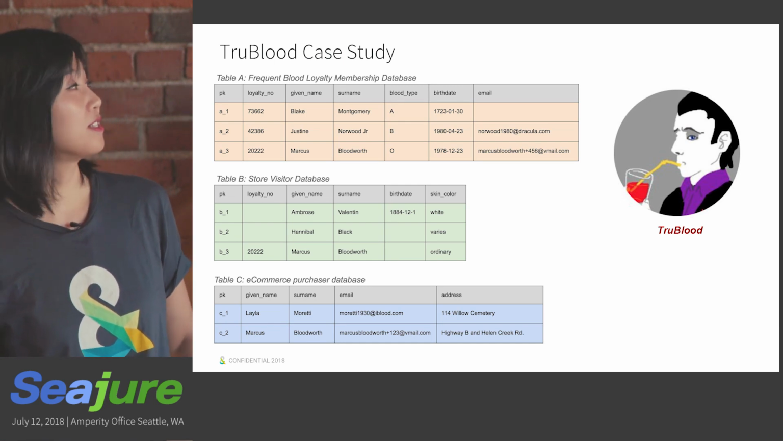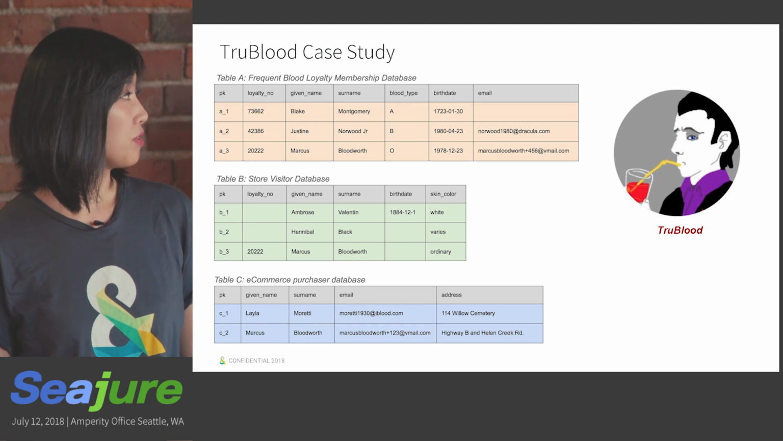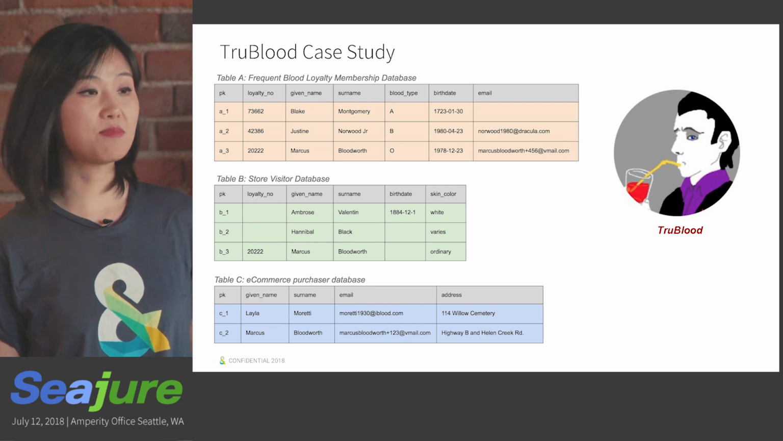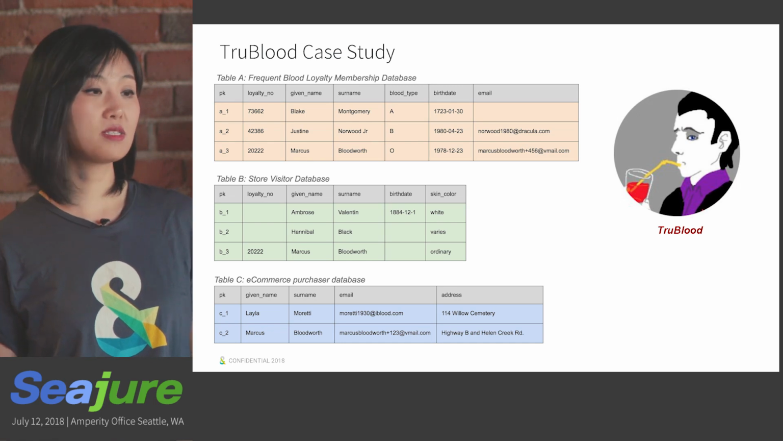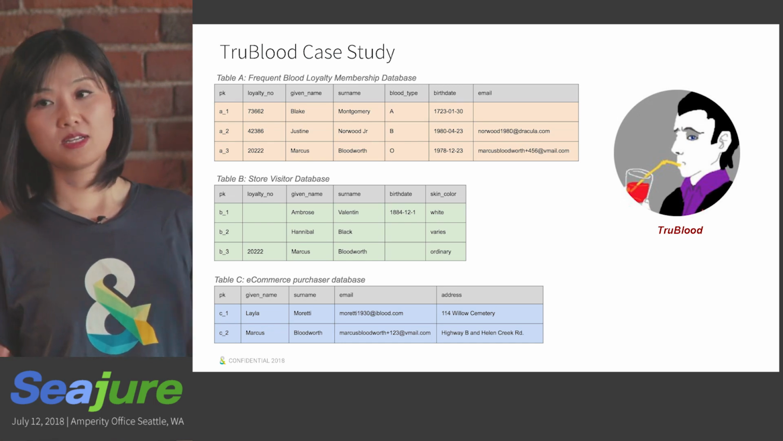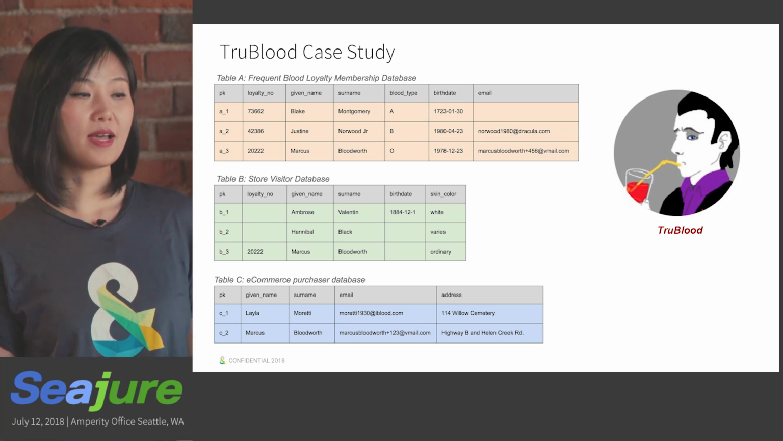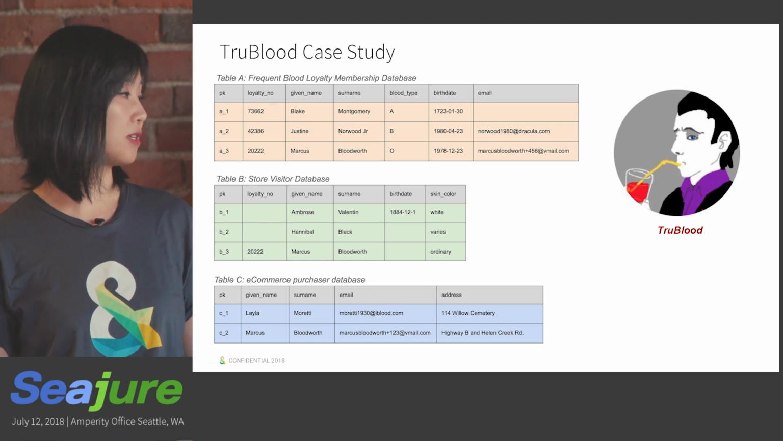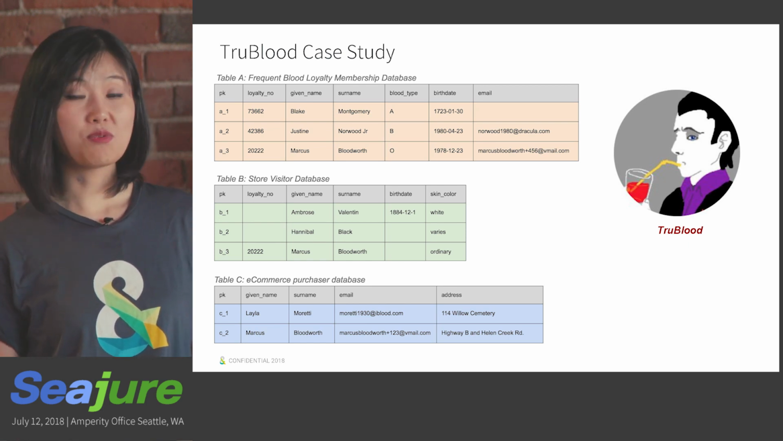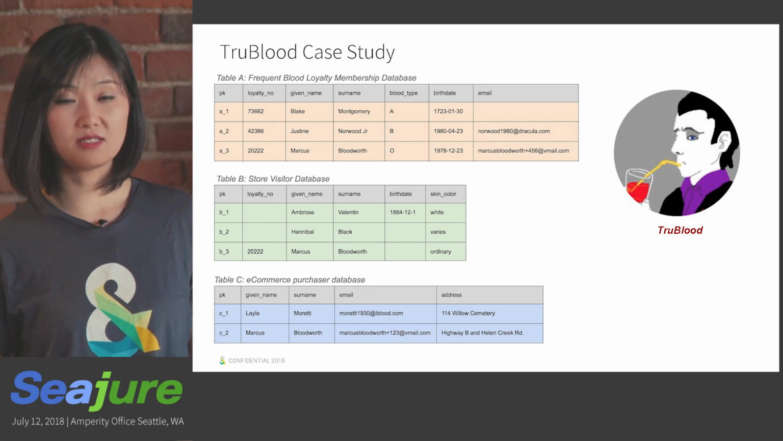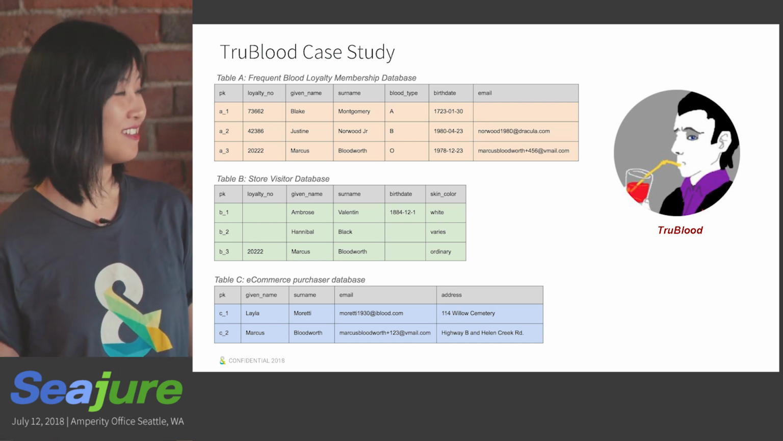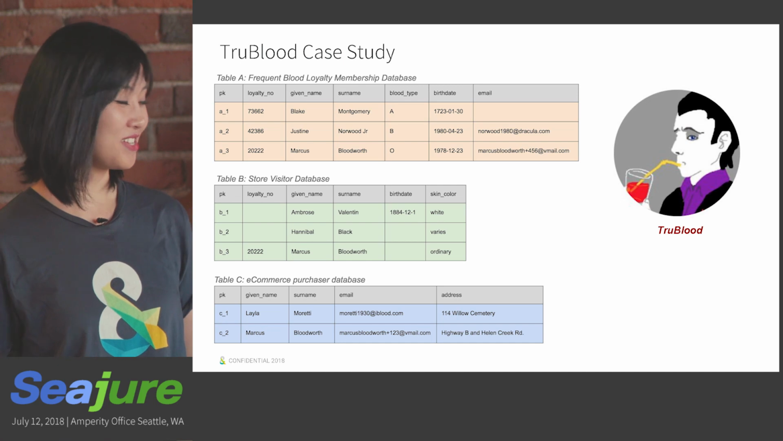So TruBlood recently launched a frequent blood loyalty membership program, and they have some other existing databases, for example, the store visitor database and the e-commerce purchaser database. So the TruBlood CMO really wants to unify those three databases together to create a single view of their customer. For example, if some people are purchasing synthetic blood online, they will be able to know their skin color, and they can recommend some anti-sparkle sunscreen for them. So, good use of the data.